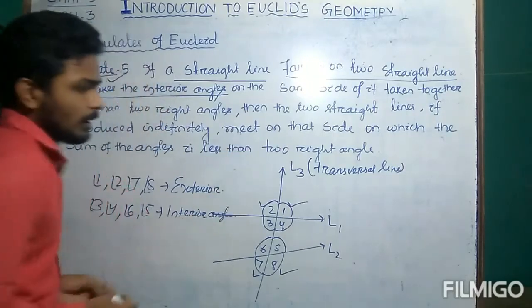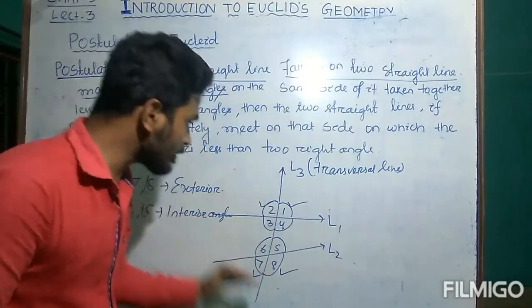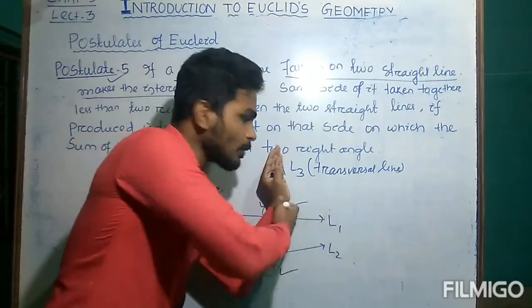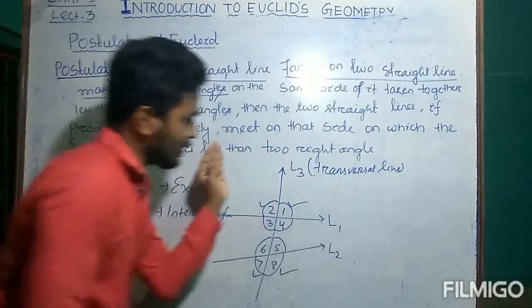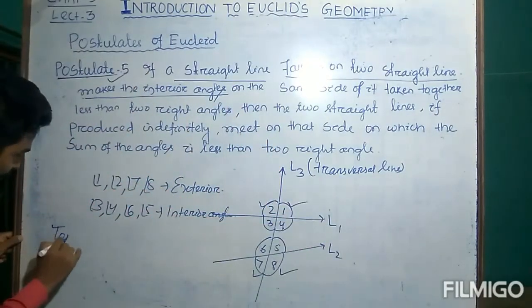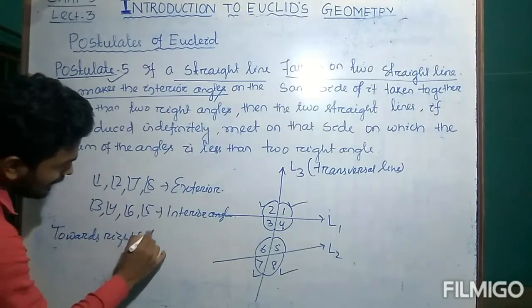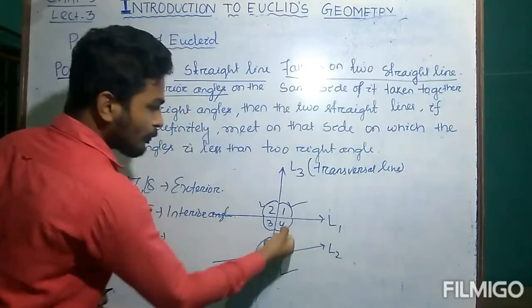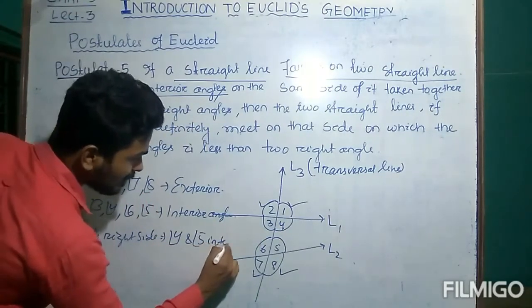Understood? Now, whenever this line intersects or falls on these two lines, you can see there are two sides. Suppose this is a line, this is one side, and this is another side. In this direction, towards the right side, how many interior angles are there? Towards the right, there are two interior angles, 4 and 5.